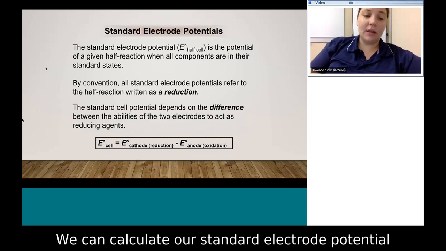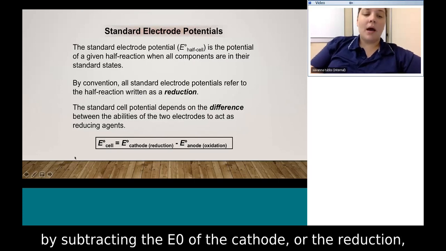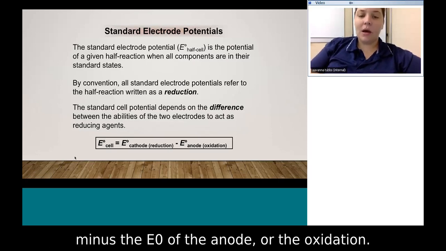We can calculate our standard cell potential by subtracting the E0 of the cathode, or the reduction, minus the E0 of the anode, or the oxidation.